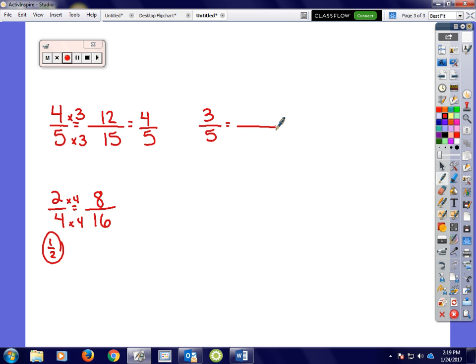Okay, so what did you get? I'm going to do, you know what? I'm going to go wild and crazy. I'm going to multiply them both by 9. So 5 times 9 is 45. 3 times 9 is 27. So 27/45 is equivalent to 3/5.